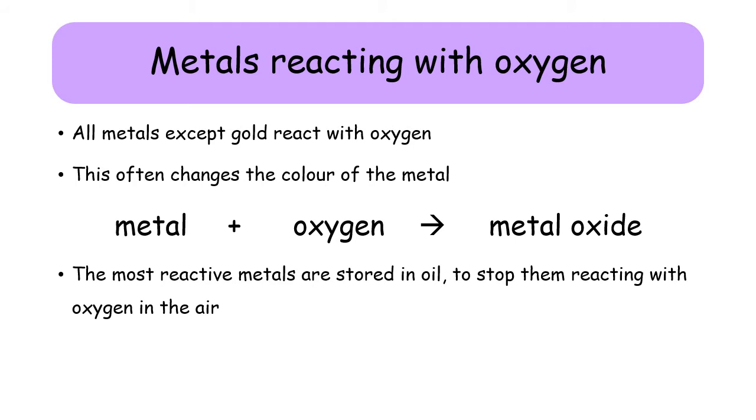The final one is metals reacting with oxygen. Every metal other than gold reacts with oxygen, and you can tell that a metal has reacted with oxygen because you see a color change happening. For example, magnesium will turn white. Copper will turn from a nice pinky brown shiny copper color to black. Iron will go from silver to grey, and other metals will turn white or grey and they'll no longer be shiny. What you're forming when you react a metal with oxygen is a metal oxide.